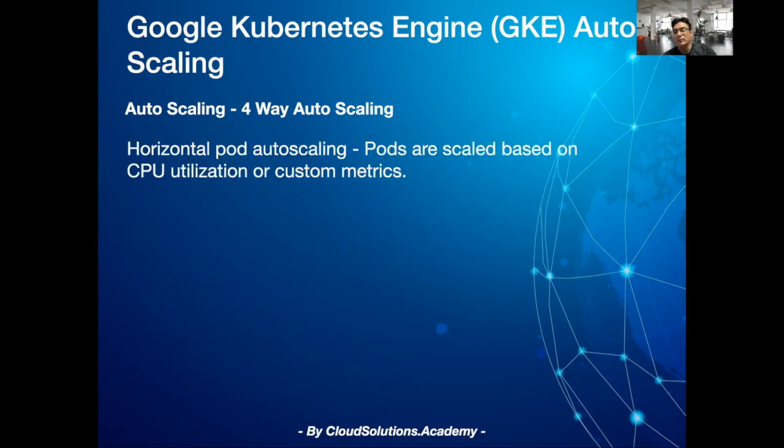In horizontal pod autoscaling, the pods are automatically increased or decreased based on CPU utilization or custom metrics such as rate of the client request per second.